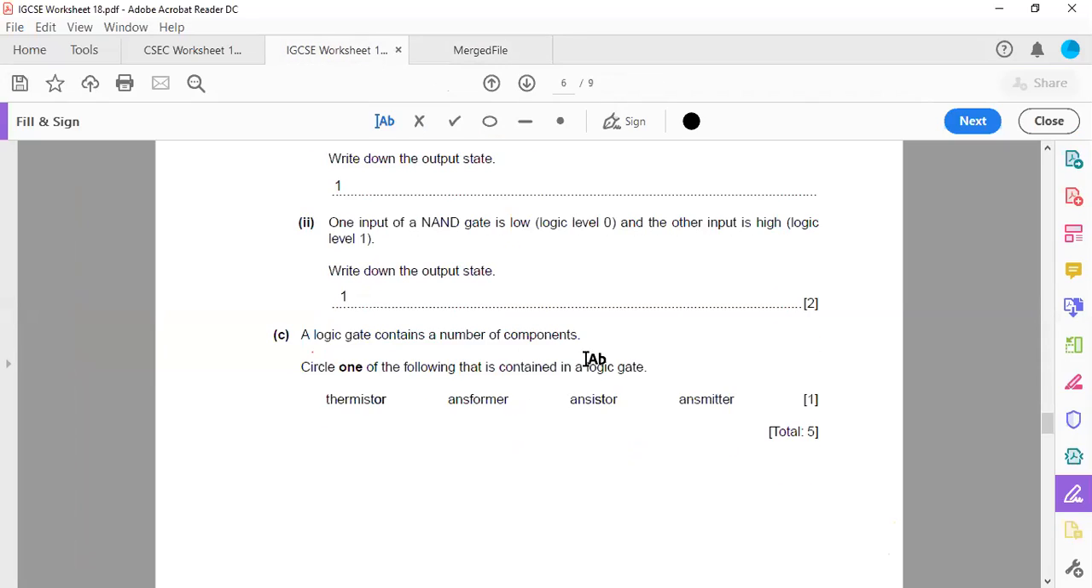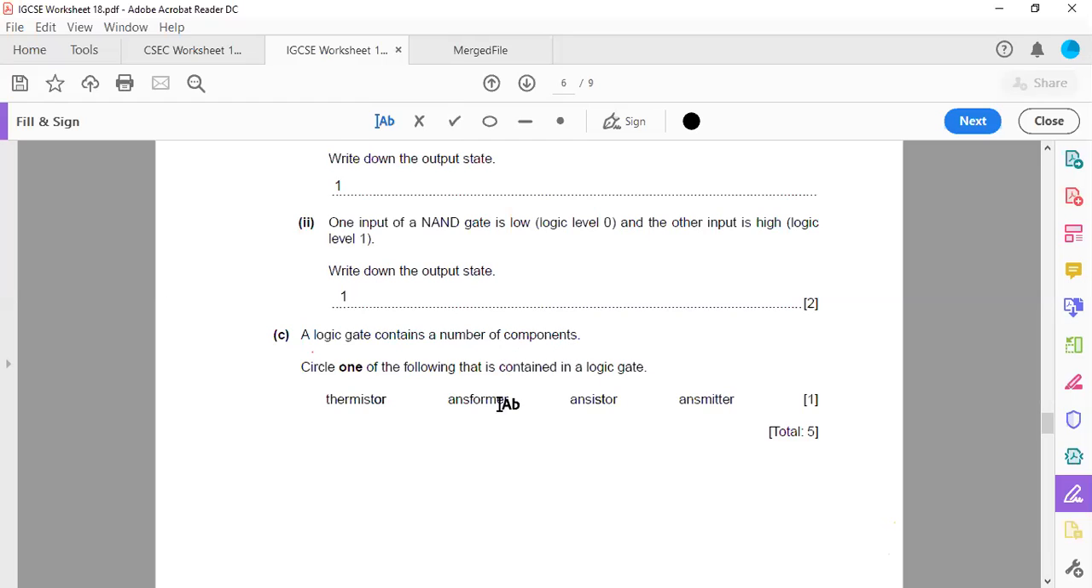Good, then they say part C of the question here. A logic gate contains a number of components. Circle one of the following that is contained in a logic gate. Which one of them do we talk about? The logic gate contains a number of components.